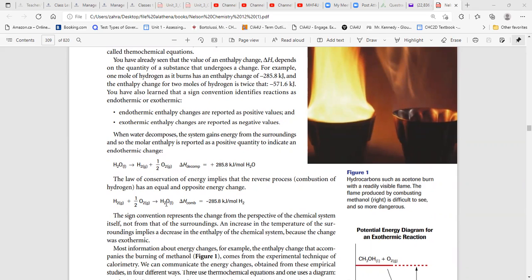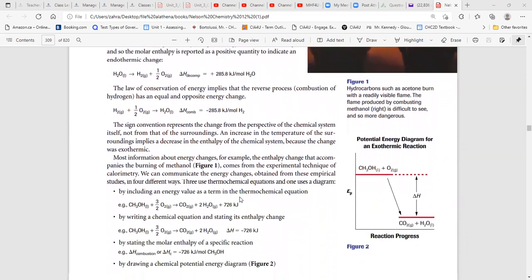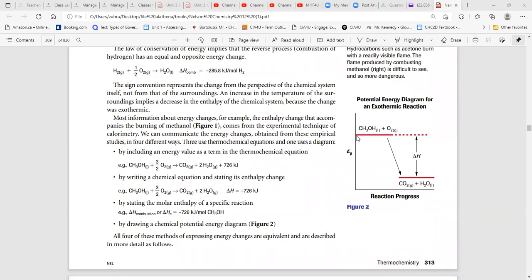Here is an exothermic one. Hydrogen combustion happens, reacting with oxygen to give you water, so it releases 285.8 kilojoules. The negative means it is exothermic. So in this picture, you see CH3OH plus O2, this is your reactant, and when it burns, it releases energy, and your product has a lower energy level. The difference between energy levels of the reactant and product is the enthalpy change.